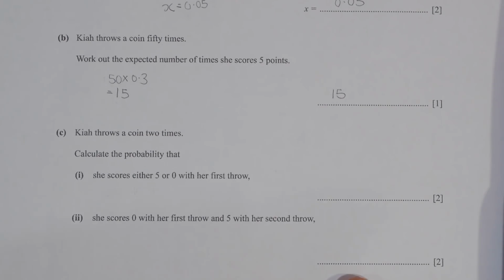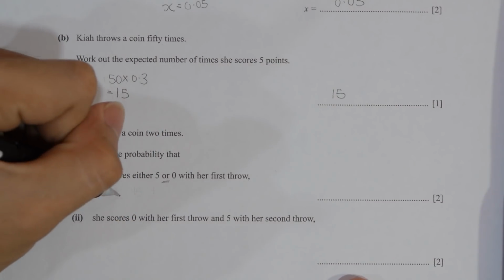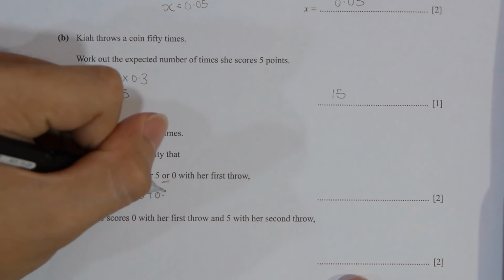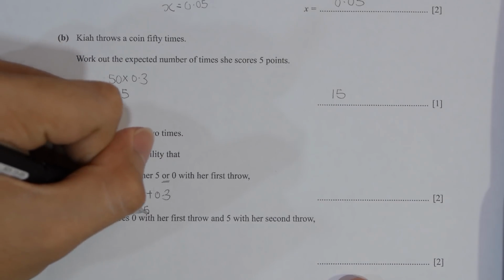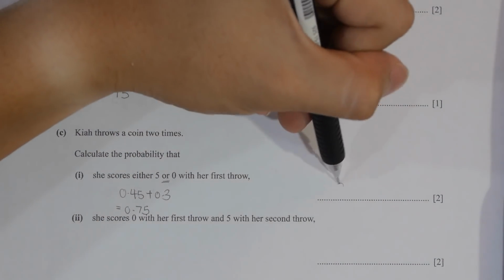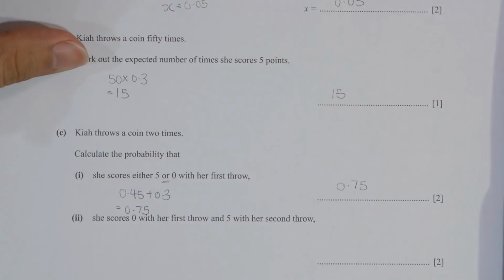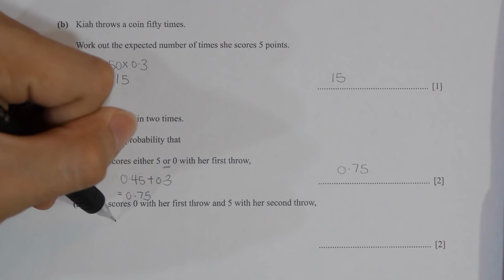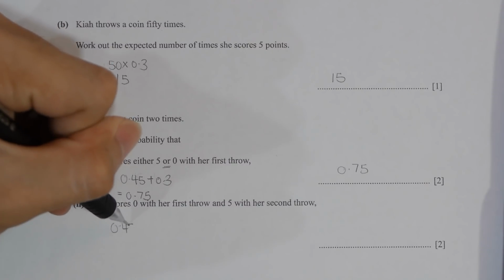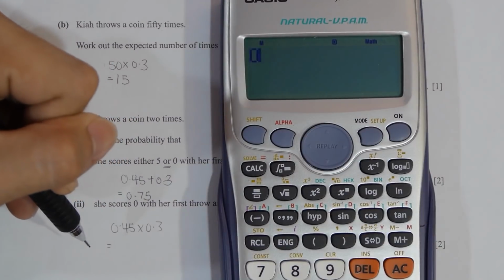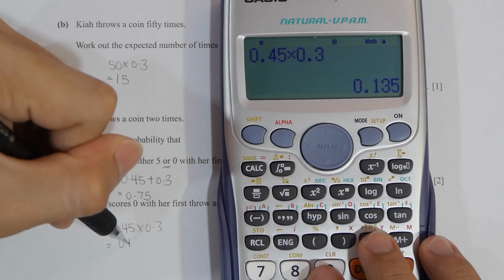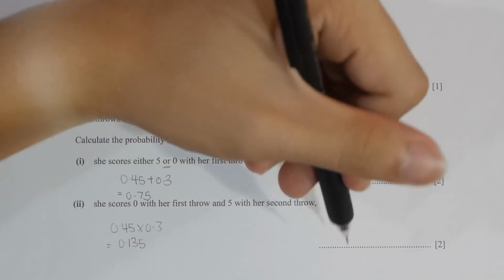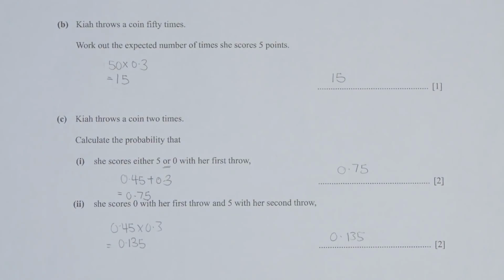As for part C, the first question, the keyword here is OR. OR simply means you just add up the probabilities together, then you get the final result of 0.75. Whereby for part 2, the sequence matters rule doesn't apply because it mentioned that the first row he gets 0 and the second row she gets 5. So just follow the sequence that was planned out by the question, and multiply it together to get the final answer.